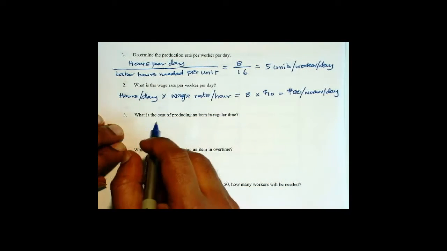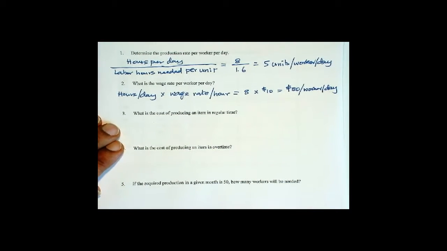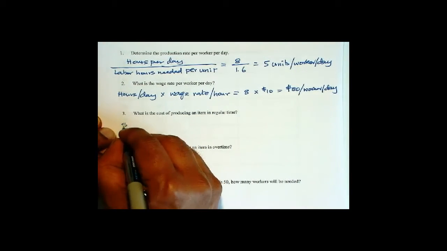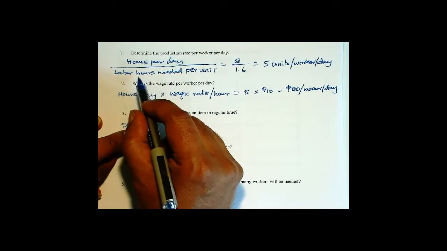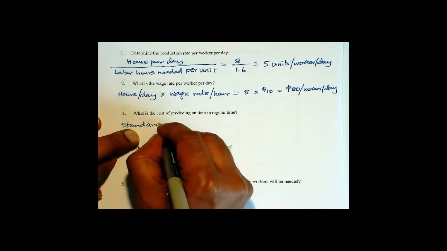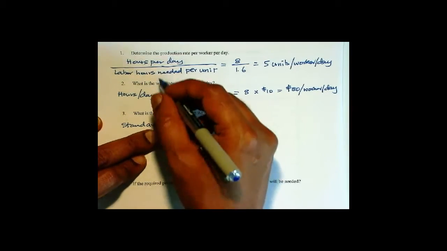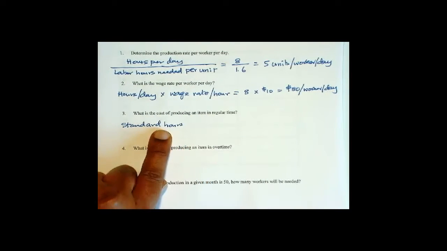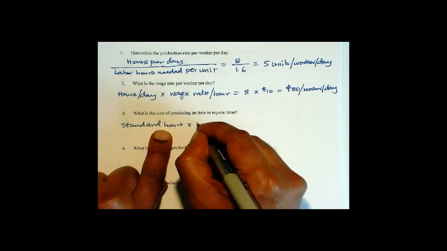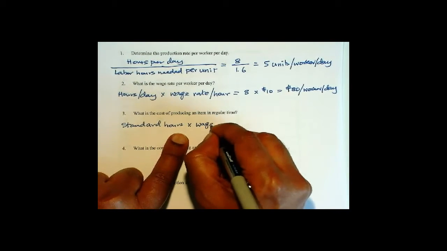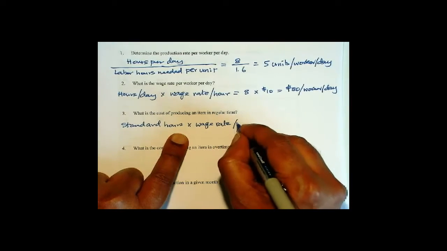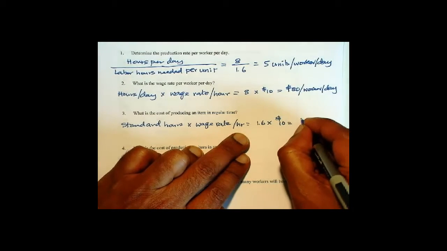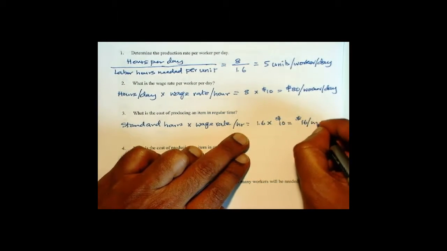What is the cost of producing an item in regular time? So this is standard hours, so that's labor hours needed per unit. I'm going to use these two terminologies interchangeably. You should understand that standard hours means how many labor hours are needed to produce 1 unit, times wage rate per hour. So that is 1.6 hours times $10. So that is $16 per unit.